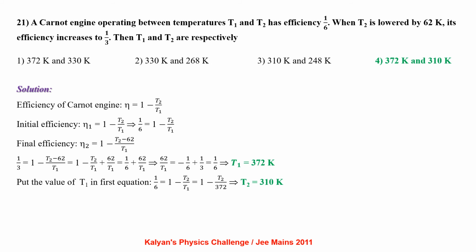Now the final efficiency is 1 by 3, that is obtained by decreasing the sink temperature by 62 Kelvin. So I can write 1 by 3 equal to 1 minus T2 minus 62 by T1. Upon simplification, we get T1 equal to 372 Kelvin. By substituting the value of T1 in the first equation, we get T2 equal to 310 Kelvin.